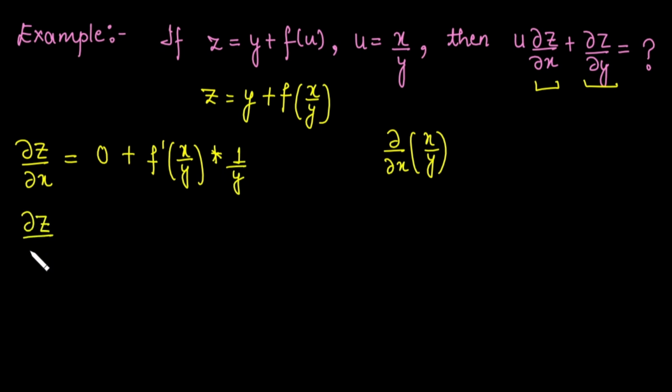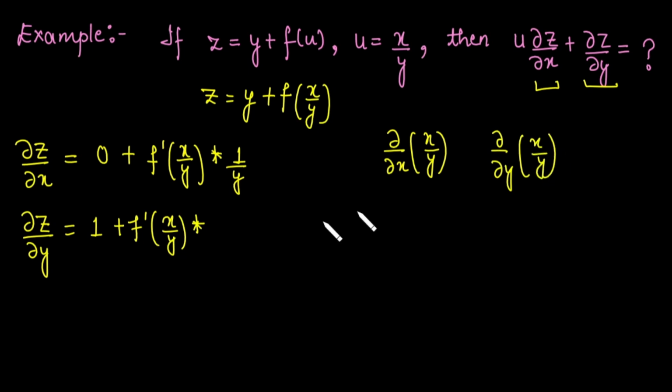Similarly, take the partial derivative of z with respect to y. Its derivative with respect to y is 1 plus, now take the derivative of the function times the derivative of the internal term with respect to y. x is constant in this case. The derivative of 1 by y is minus 1 by y square. The simplified form in this case is 1 minus x by y square times the derivative of the function.